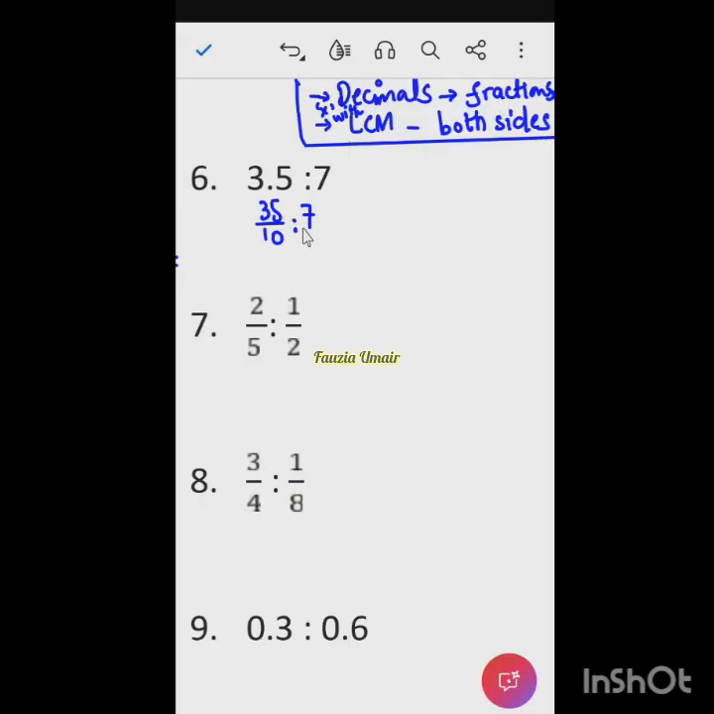What is in the denominator of 7? 7/1. So what is the LCM of 10 and 1?